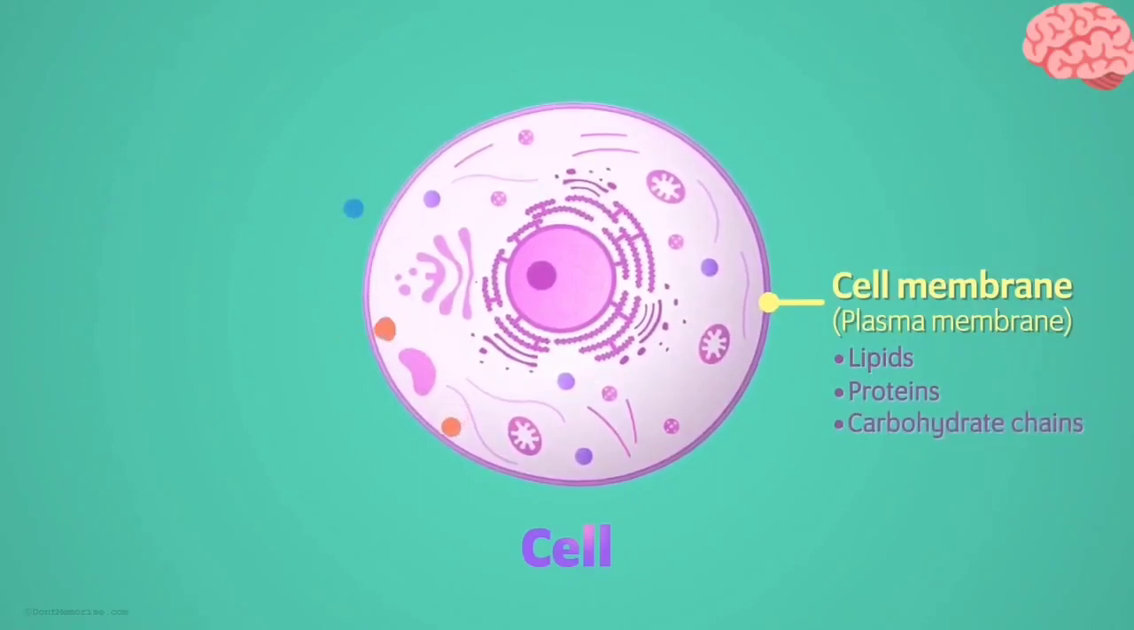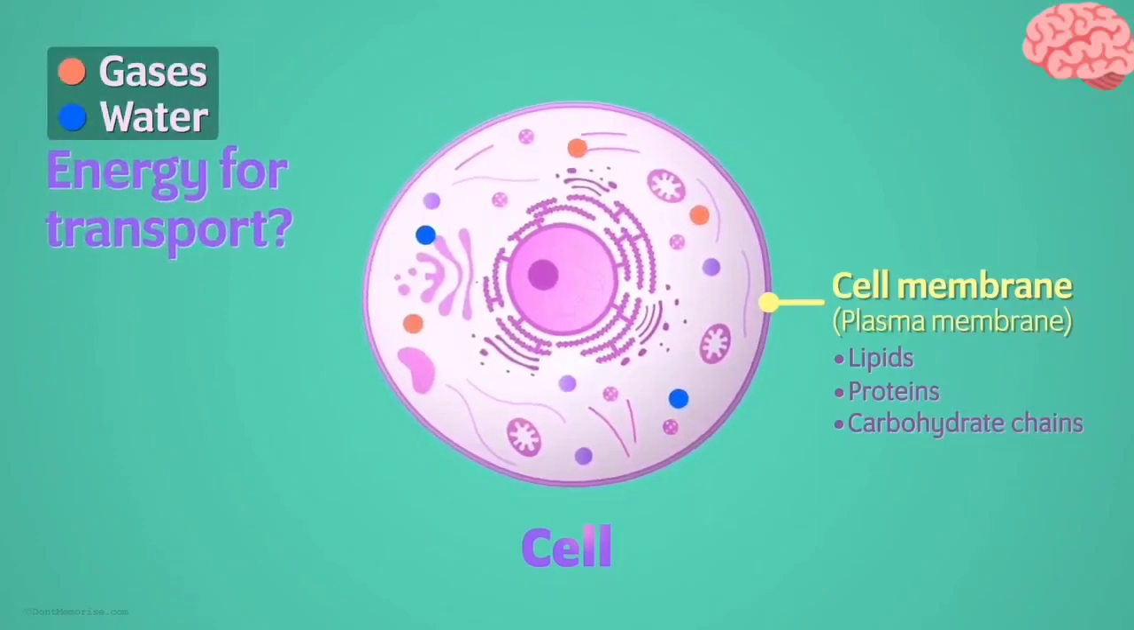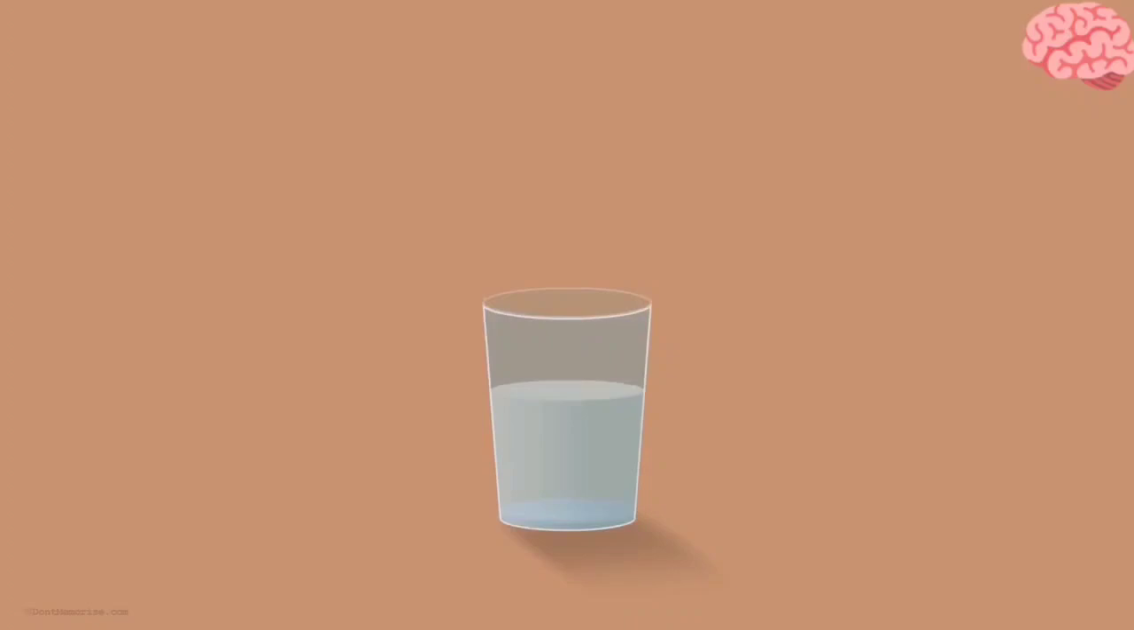There are two things that freely move in and out of the cell. Those include gases and water. Do you think these molecules need energy for traveling across the membrane? Let's take a simple example to understand what exactly happens in this case. We know what happens when a drop of ink is added to a glass of water. The single dark color ink drop spreads when added to water, and the intense blue color fades slightly.